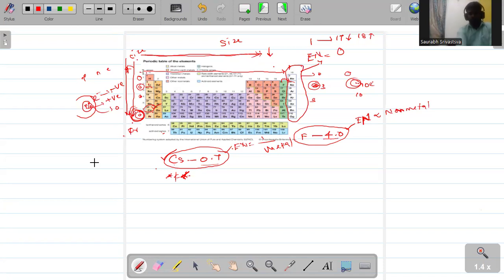Okay, next one more thing. Here 4.0, and the next element, you write chlorine here, and then bromine. Chlorine you should write 3.0. These are decreasing from top to bottom, and increasing from bottom to top, the electronegative values.